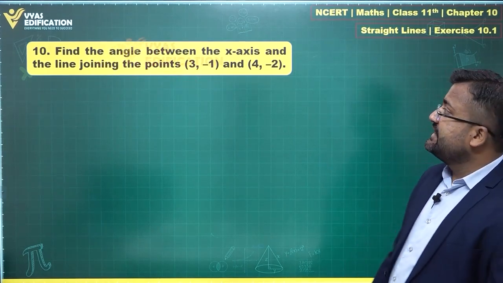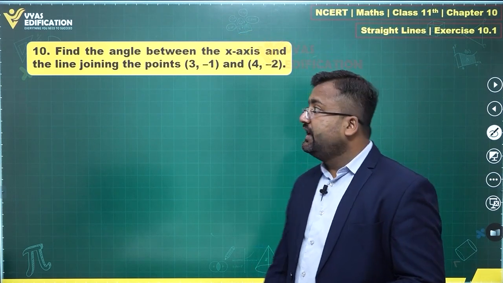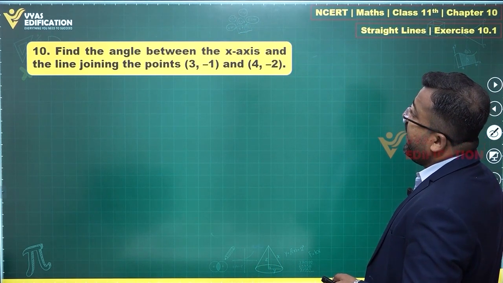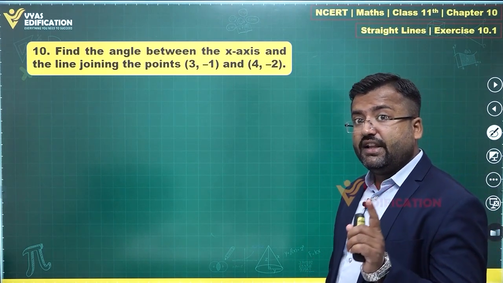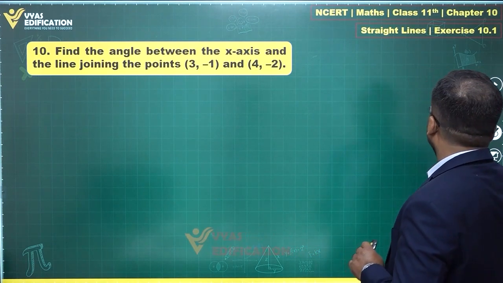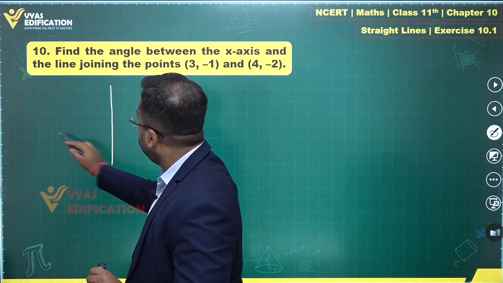The 10th question says: find the angle between the x-axis and the line joining the points (3, -1) and (4, -2). Okay, angle between. So you are supposed to find the angle between two particular lines: the x-axis and the line joining the points (3, -1) and (4, -2).